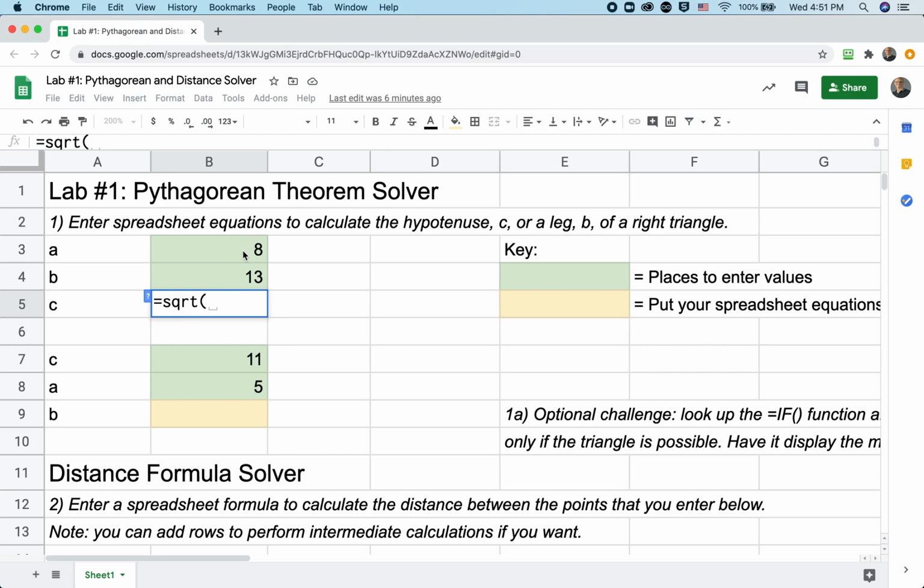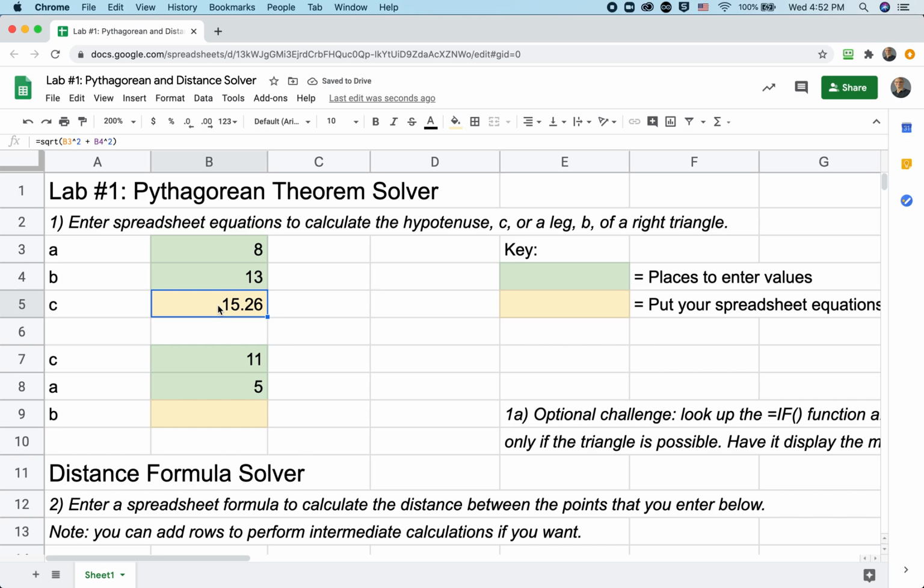that. So the way I do that is I click on B3, and I'm going to square. So the caret is a shift 6. There you go. So that's B3. Whatever's in B3 squared plus whatever's in B4. Type in this caret with shift 6 squared. We're almost done. I got to close the parentheses, and there we go. I'm taking the square root of whatever's in B3 squared plus B4 squared. Hit enter, and it did it.